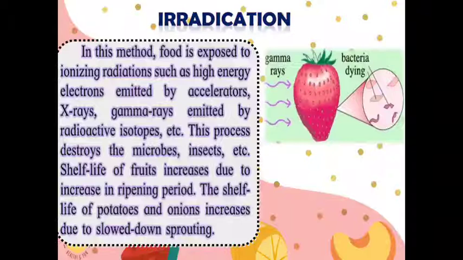Irradiation. In this method, food is exposed to ionizing radiations such as high energy electrons emitted by accelerators, X-rays, gamma rays emitted by radioactive isotopes, etc. This process destroys the microbes, insects, etc. Shelf life of fruits increases due to increase in ripening period. The shelf life of potatoes and onions also increases due to slowed down sprouting.